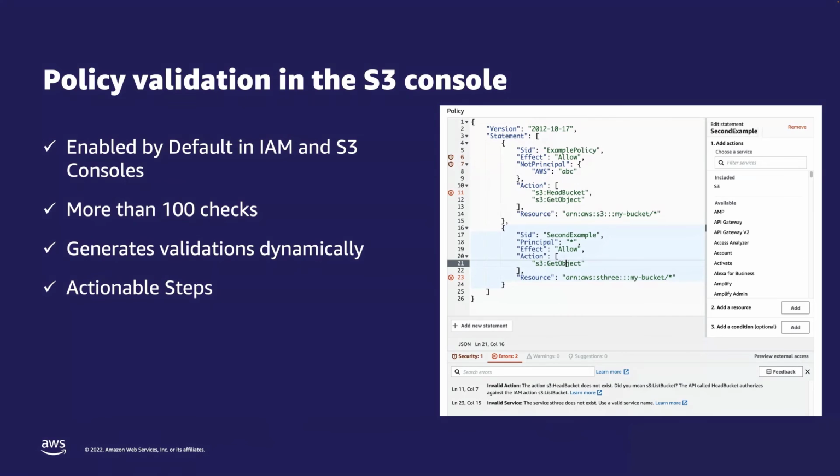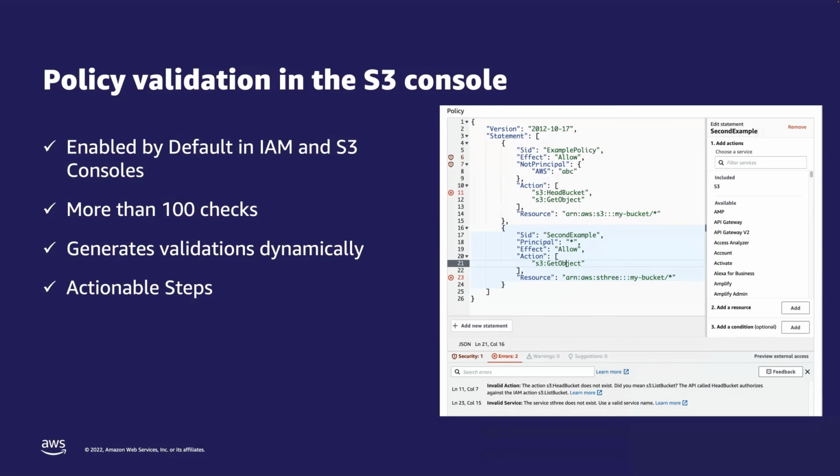Policy validation is turned on by default in the JSON policy editor in the IAM and S3 console. In the IAM console, you can view findings generated by the policy validation when creating a managed or inline policy for your IAM principals, meaning your roles and your users. In the S3 console, you can view findings generated by the policy validation in the S3 policy editor or when creating a bucket or an access point policy.